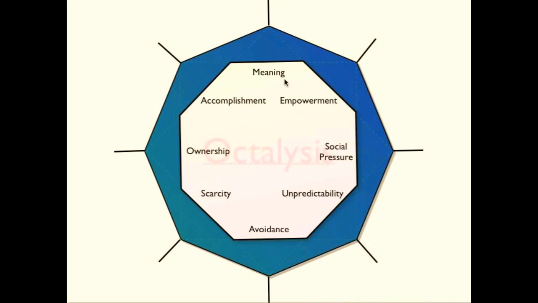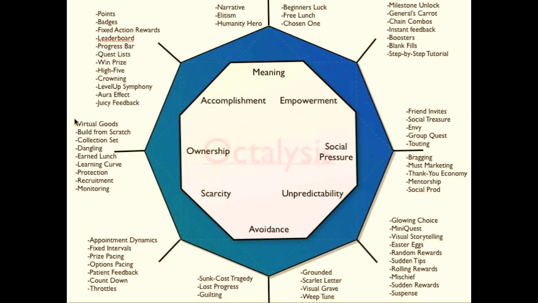So now we have all 8 of them graphed here on this octagon shape. And, you know, you have epic meaning and calling. We have accomplishment, development, empowerment of creativity and feedback. All 8 of them are here. And so once you have all 8 of them here, you can start to figure out what are the game mechanics that go along with it.